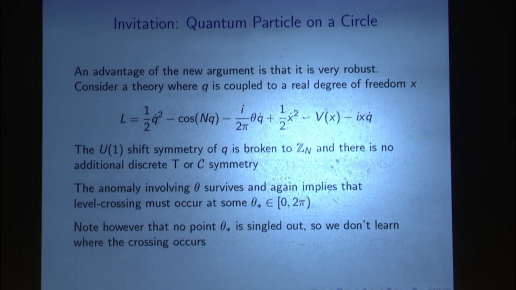Well, whenever you cancel anomalies by inflow, you extend the classical fields into one higher dimension, and then you restore gauge invariance. But the partition function depends on how you extended the classical fields into one higher dimension. So here it's the same.